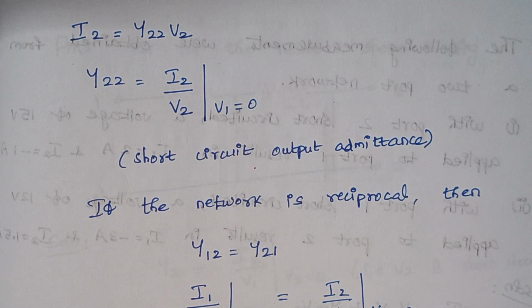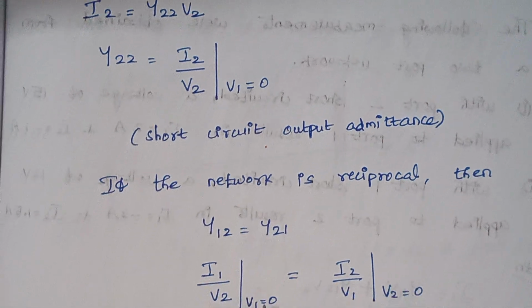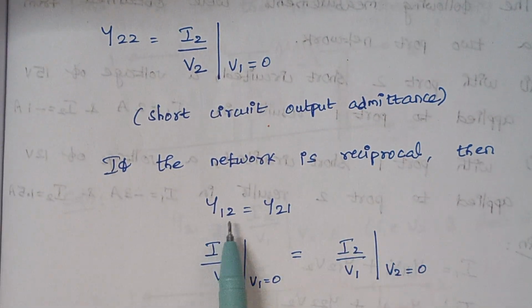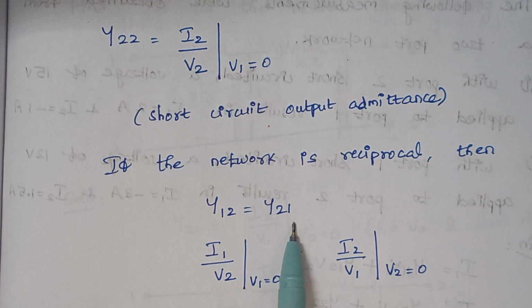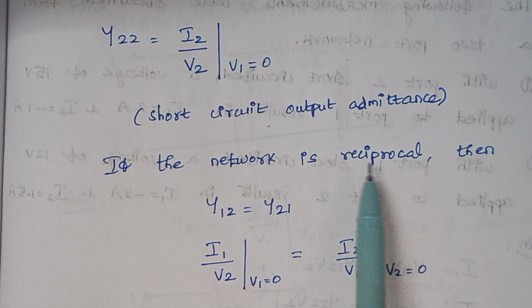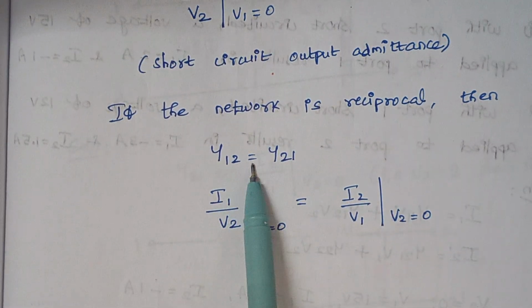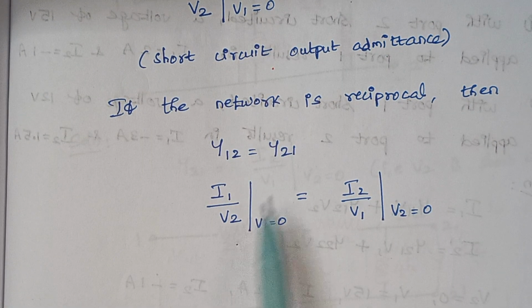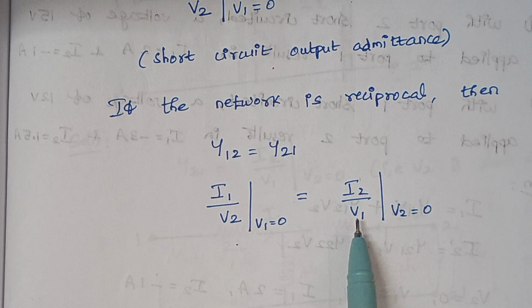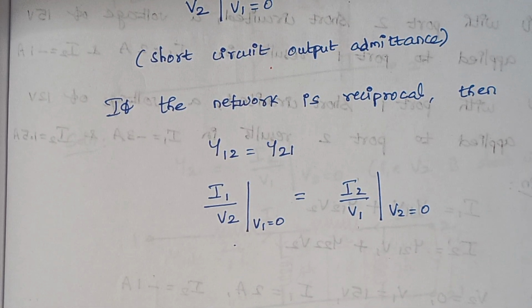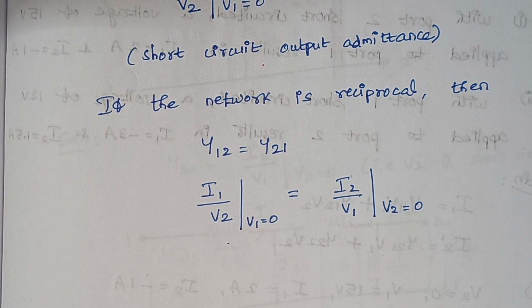From these equations, you see here, whenever the value of Y12 is equal to Y21, then the network is said to be reciprocal, right? So Y12 is I1 by V2 and Y21 is I2 by V1. When both these terms are equal, then the given network is said to be reciprocal.